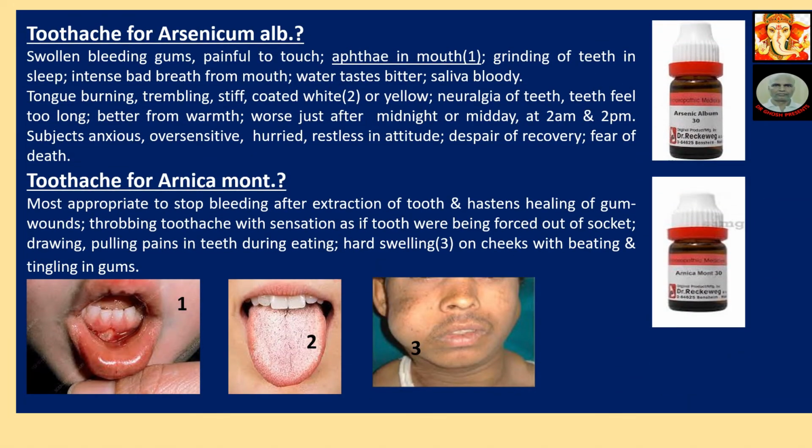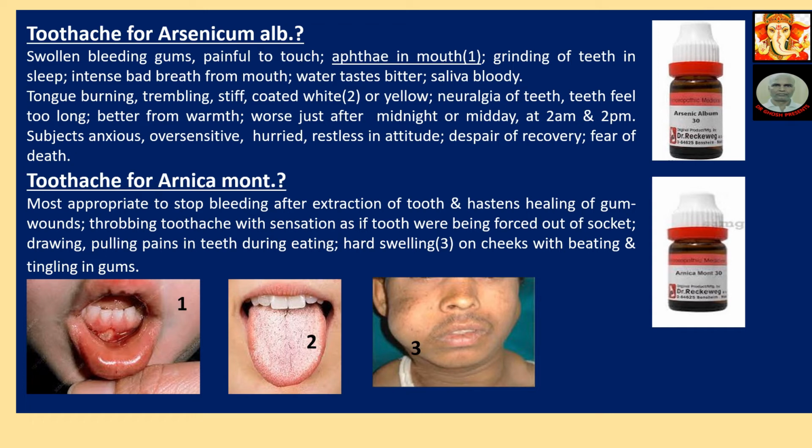Now remedies. Toothache for Arsenicum: swollen bleeding gum, painful to touch, aphthae in mouth, picture number 1, grinding of teeth in sleep, intense bad breath from mouth, water tastes bitter, saliva bloody, tongue burning, trembling, stiff, coated white or yellow, neuralgia of tooth, teeth feel too long, better from warmth. If you take warm water, you will feel better. Worse at night at 2 a.m. and 2 p.m. That is midnight and midday. Both. Not only midnight, but midday also.